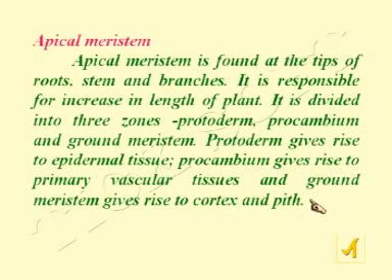The function of the apical meristem is to increase the length of the plant, and it is divided into three zones, namely protoderm, procambium, and ground meristem. Protoderm is the first zone, which gives rise to the epidermal tissue. Procambium gives rise to the primary vascular tissues, and ground meristem, the last zone of apical meristem, gives rise to the cortex and pith.